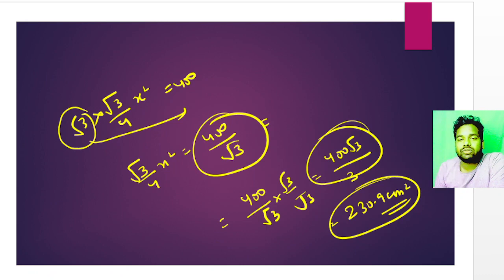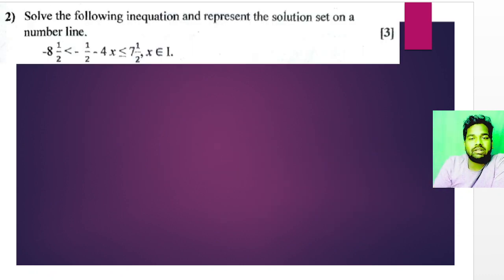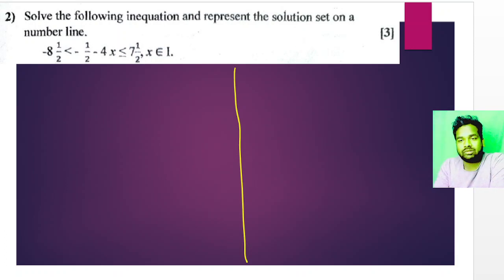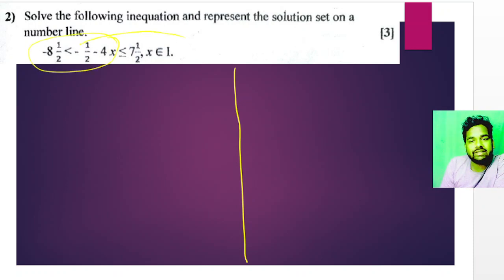Now we are going to solve the next question. The question is asking about the representation. So we are going to represent. The question is saying: solve the following inequalities and represent the solution set on the number line. And it is given that you can separate it into two parts. Okay, so it is very good for you. Now I am saying that from here we can make two equations. This is the first equation and this is the second equation.